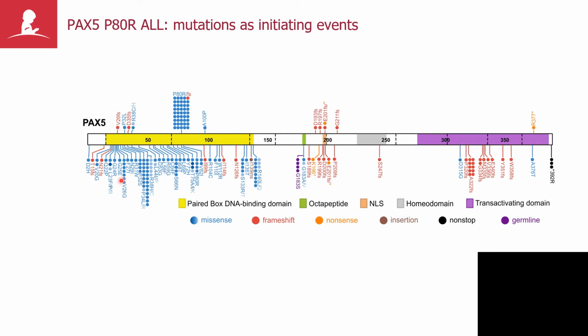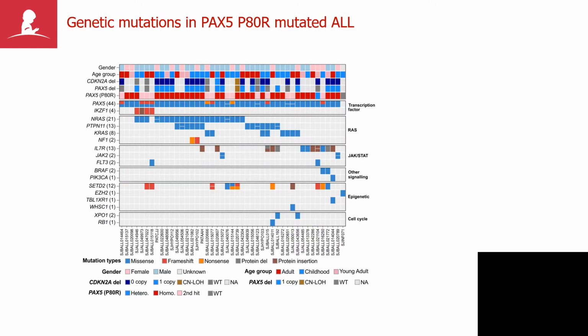in the DNA binding domain, many of which are quite deleterious for PAX5 DNA binding and function, but they're not seen in this group, P80R. So there is something distinct about this subtype of leukemia that's defined by the single point mutation. If we look at the genetic co-lesions in this form of leukemia, there are a couple of important observations.